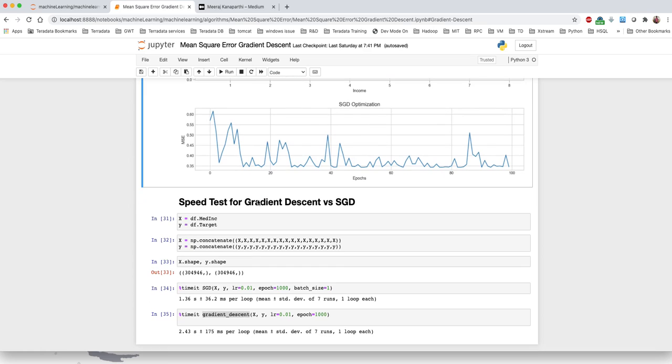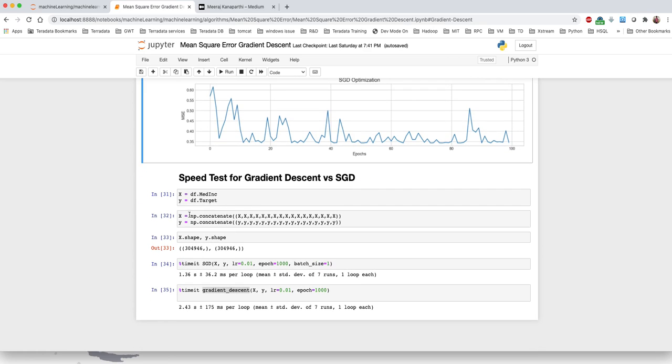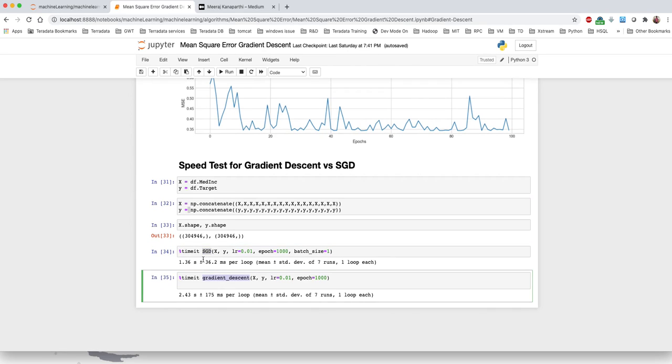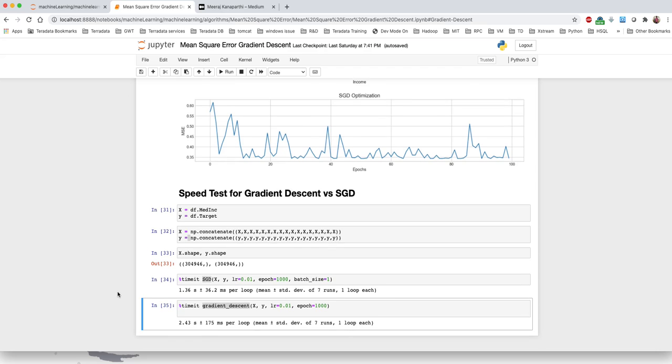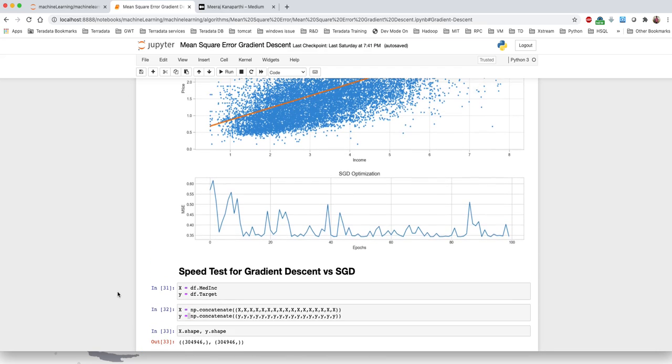If you want to compare gradient descent and stochastic gradient descent, we can have x and y matrices, and then run stochastic gradient descent and gradient descent, considering the time. If you see the difference, stochastic gradient descent takes 36.2 milliseconds, whereas gradient descent takes 175 milliseconds. So with this we can conclude the comparison of mean square error for gradient descent.